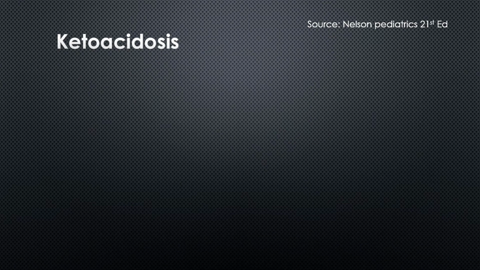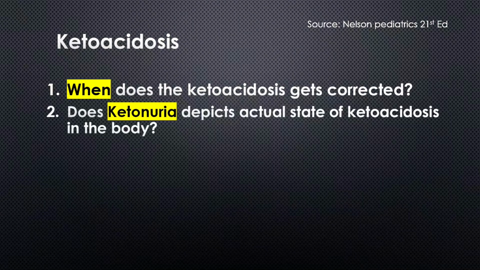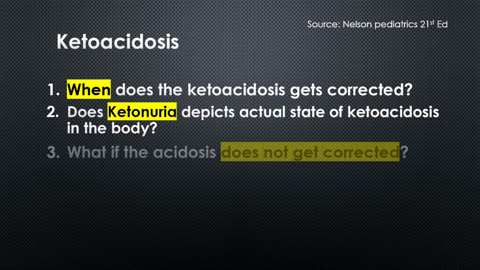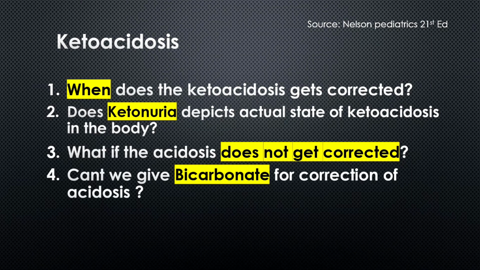So coming to ketoacidosis, we have 4 major questions. When does the ketoacidosis get corrected? Does ketonuria depict the actual state of ketoacidosis in the body? What if the acidosis does not get corrected? And can't we give bicarbonate for the correction of acidosis?